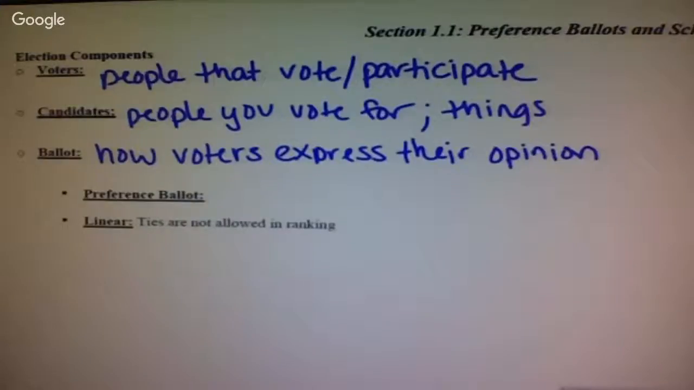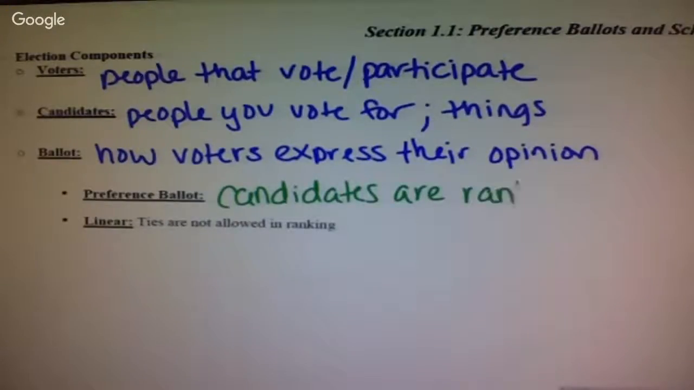Okay, so like I said, you're not just picking who you want to win in this chapter. We're going to do things by preference. So we're going to cast what we call preference ballots. Okay, and a preference ballot is when candidates are ranked. So you're picking somebody to be in first place, second place, third place, so on and so forth, depending on how many people you have running.